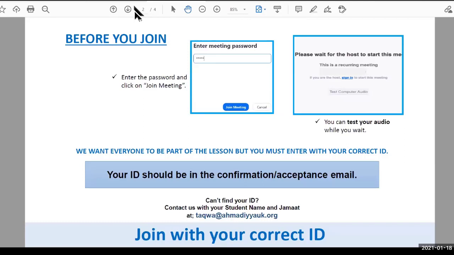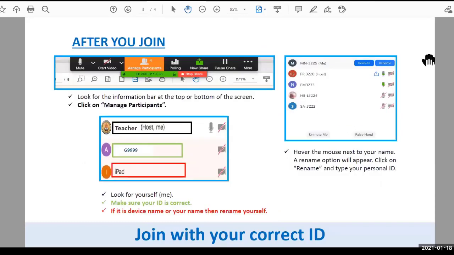And after you've joined the meeting, look for this information bar. It will either be at the top or bottom of your screen. Click on Manage Participants and look for yourself. If your name or your device's name is still appearing, hover your mouse next to your name, and there will be an option to rename yourself. Click on Rename and type your personal ID.